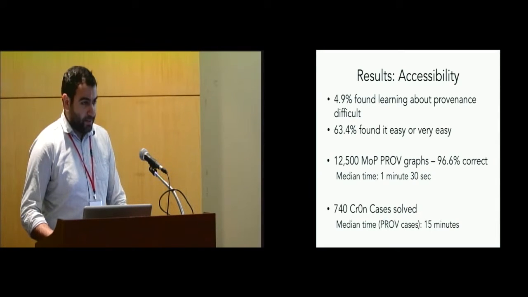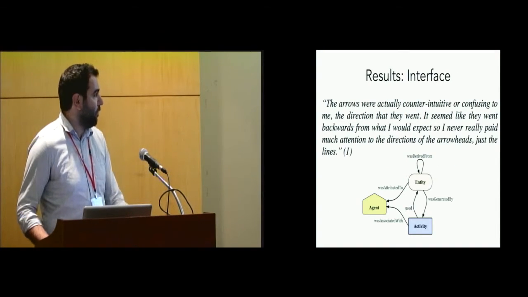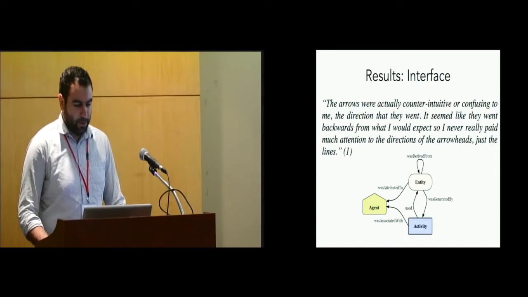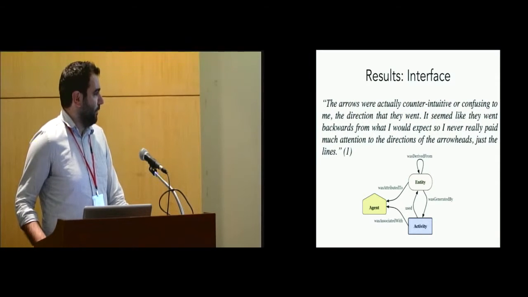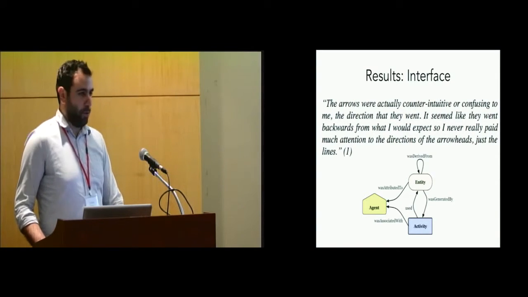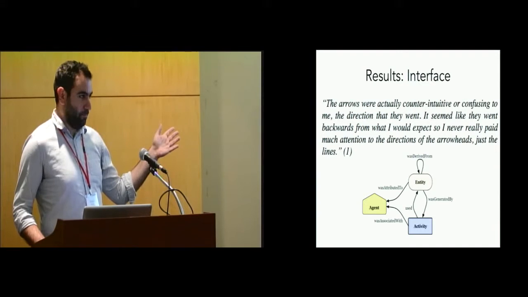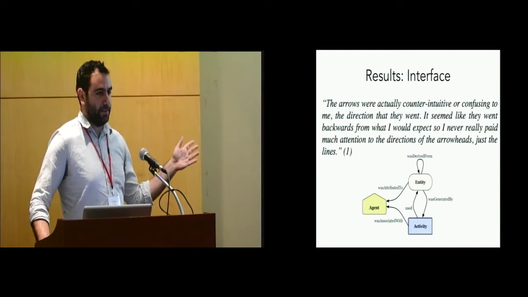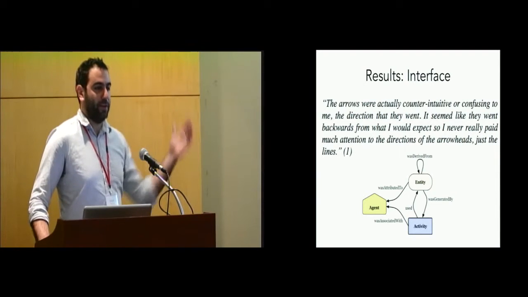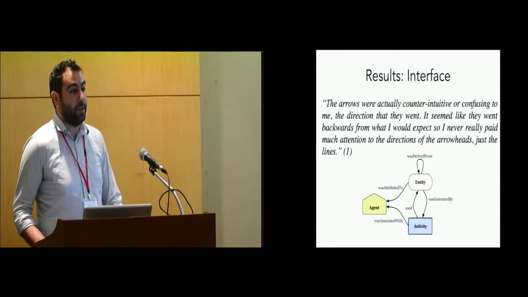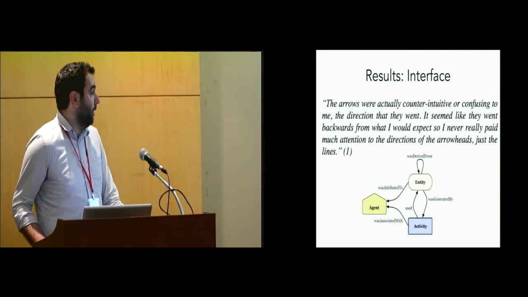Let me go through three of the basic key things that we found out. The first one was that the arrows on the graph seem to be very counterintuitive, because the arrows point towards the source of influence in these graphs. The majority of players felt that this is very confusing. They think when you're looking at data flow in a graph, you want your arrows to point forward. So they often just stopped looking at the arrows completely. They found them to be confusing and counterintuitive.